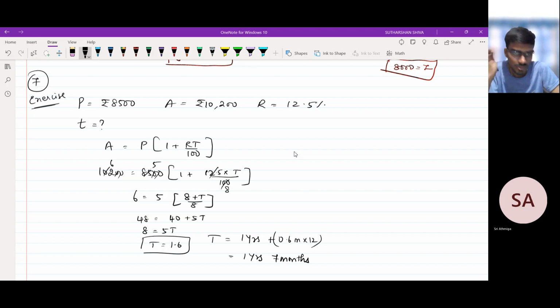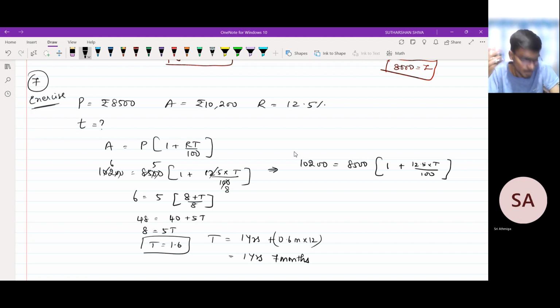Any method you can choose. You can choose this method or that method. Actually, 8,500 divided by 1 plus 12.5 into t divided by 100, either this we can do, and we can cancel it in a different way. The method of cancelling you already know. You can do it in any method and derive your answers. With this, the entire simple interest problem is over.